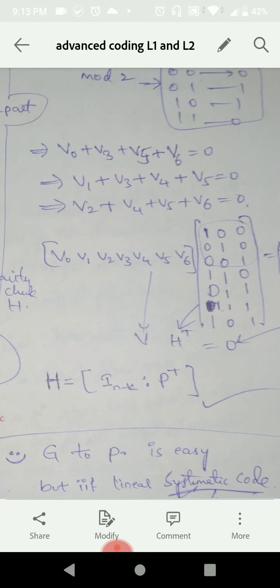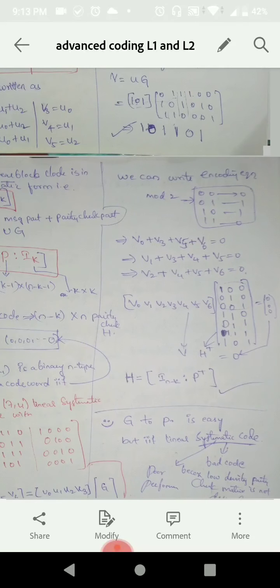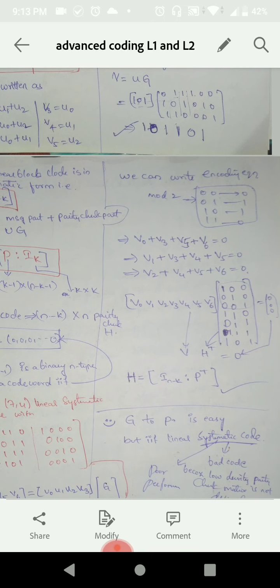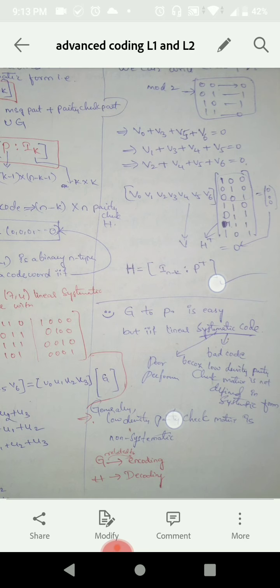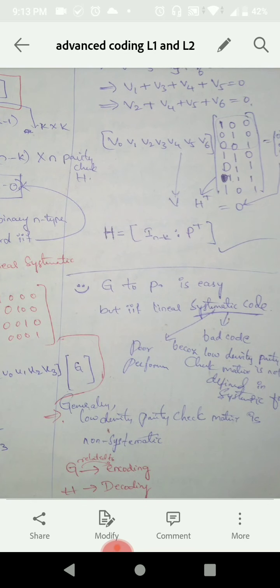v2, v4, v5, v6 is equal to 0. So now you got this, right? So we will be writing v into H matrix is equal to 0. So that has to be followed. So finally, the G to parity matrix is formed.